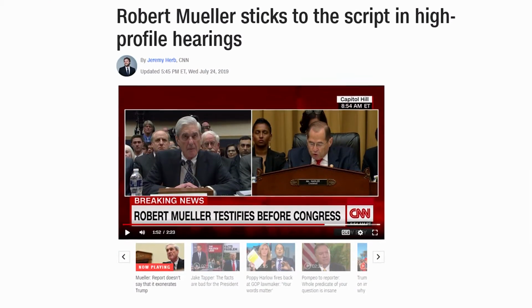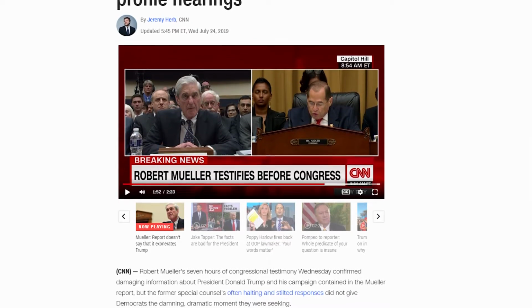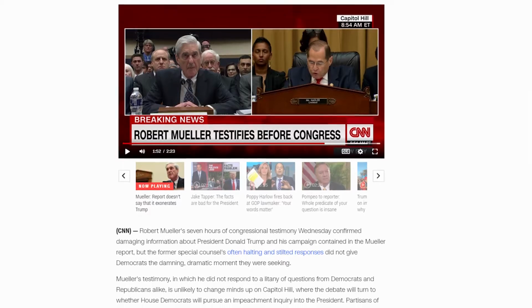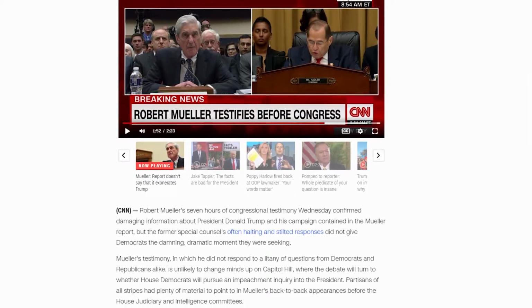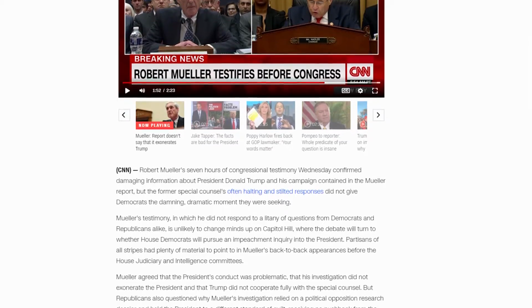From CNN, Robert Mueller sticks to the script in high-profile hearings. The focus here is that Mueller didn't reveal new information, he declined to answer any questions beyond the report, but the status quo remains the same for both sides. The language with this is mostly neutral towards all sides.